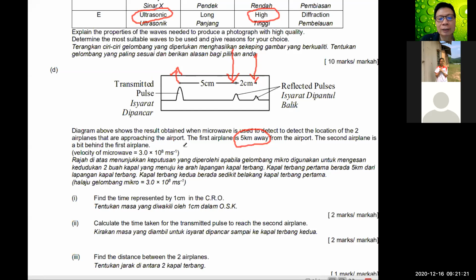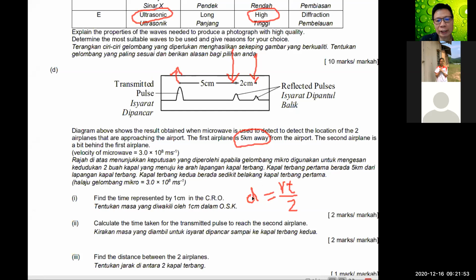Then you can find the formula now. What is the formula? You use s equal to vt divided by 2, okay? So distance, you put here 10 kilometer or change to meter. The speed using this one, and then you find the time, okay? Then divided by 5 cm. Okay, can you calculate?